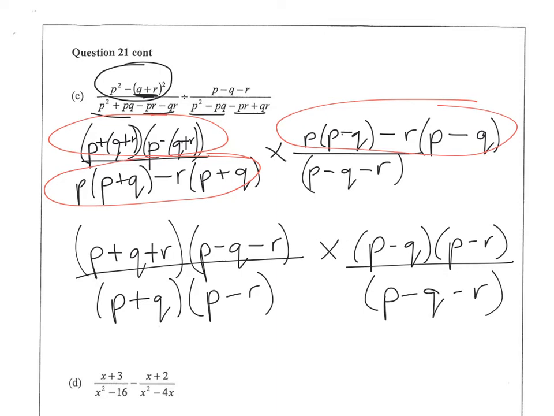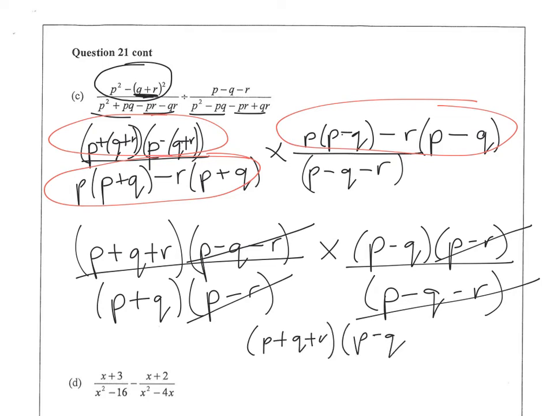Okay, again, what do you see on top that can be cancelled with the bottom? So we have P minus Q minus R, we have P minus R, and I think that is it. So in the end, my answer is P plus Q plus R, P minus Q, all over P plus Q. Yep, that's it.